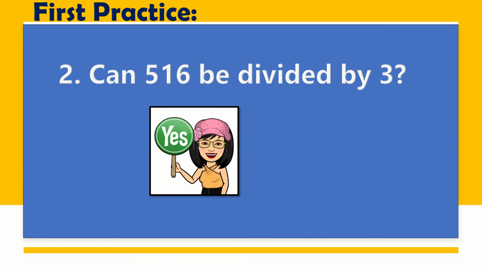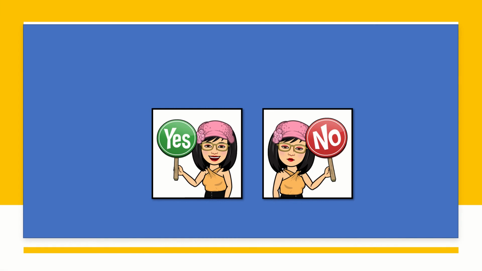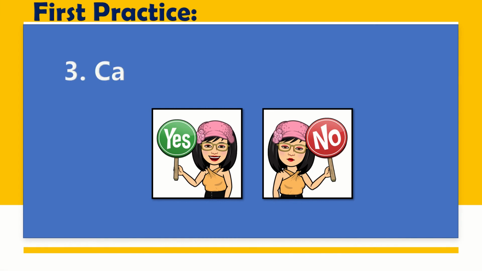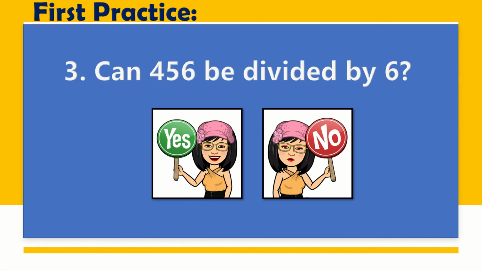Yes, it is divisible by 3. Because 5 plus 1 is 6 plus 6 is 12. And 12 is divisible by 3. Correct. For number 3, can 456 be divided by 6? Is it a yes or a no?